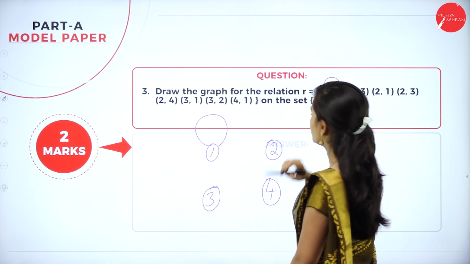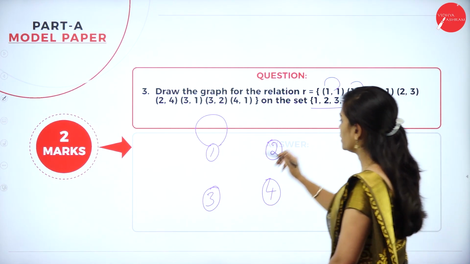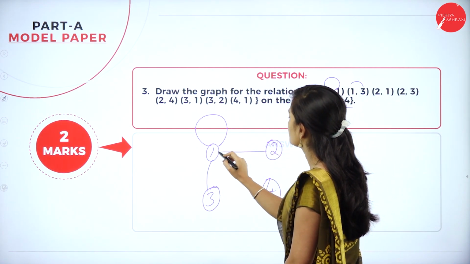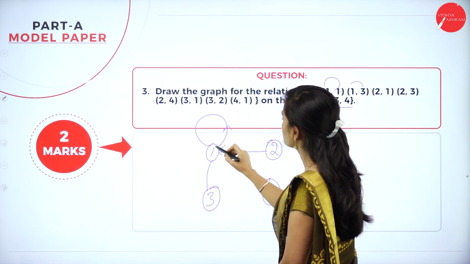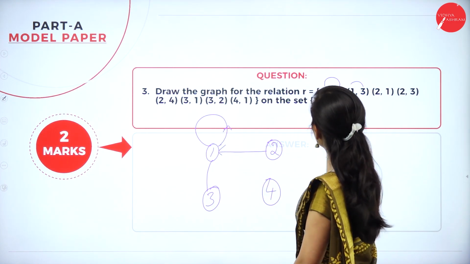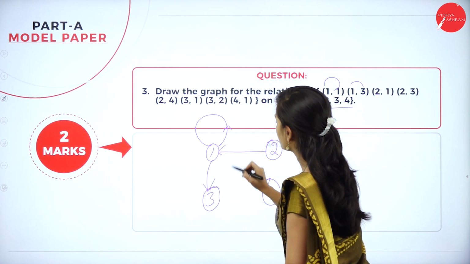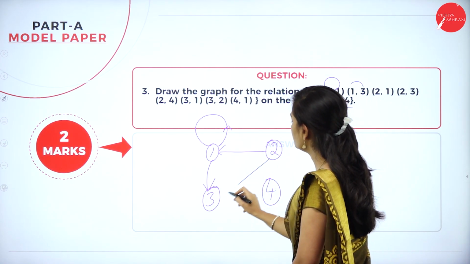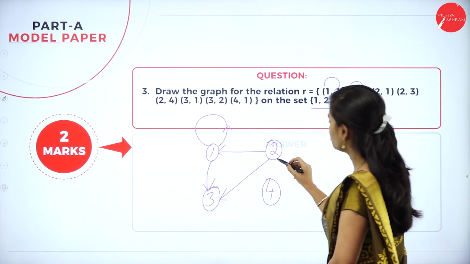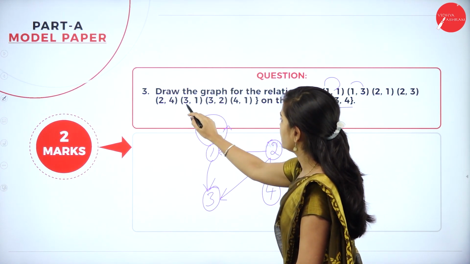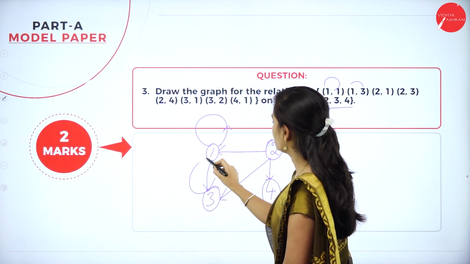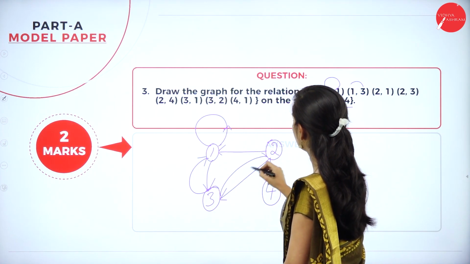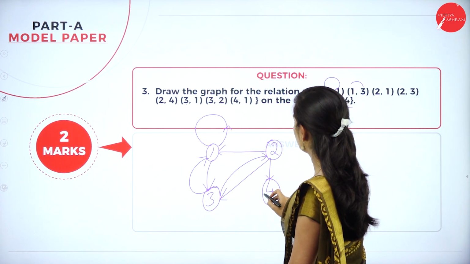So 1 is connected to 1 and 1 to 3, and 2 to 1. So 1 to 1 is a self loop, and 1 is connected to 3, and 2 is connected to 1, and 2 is connected to 3, and 2 is connected to 4 also, and 3 to 1, and 3 to 2, and 4 to 1.